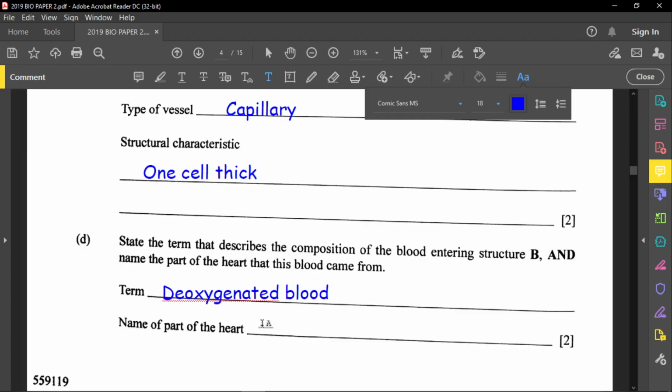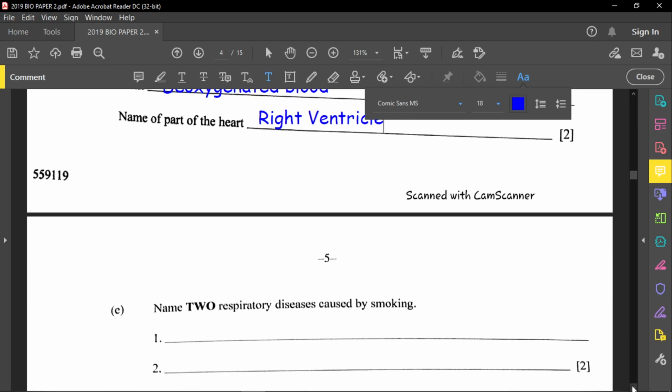And then it asks us to name the part of the heart that this blood came from. If you can remember the valve I talked about in the previous paper, then you know that this will come directly from the right ventricle, okay? And remember that blood leaves the heart from the ventricle. So this is the right ventricle. That's where the deoxygenated blood came from, and it enters the pulmonary artery and will go into the lungs. All right, so let's look at part C.